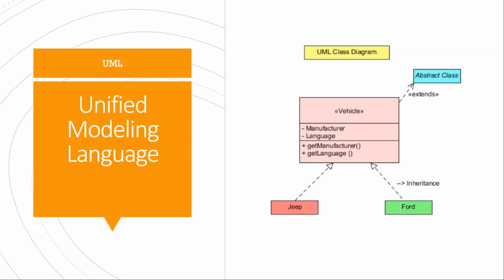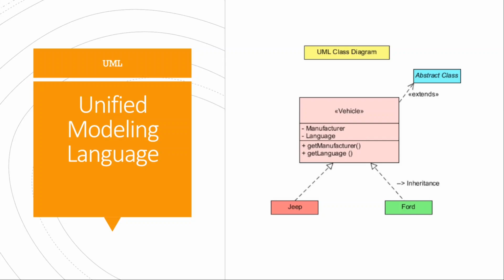So in a nutshell, a UML gives a standard way to write a system model, and it covers the conceptual ideas about this model. Here in our diagram, you can see we have a simple UML diagram, and it depicts a vehicle class which has the attributes of manufacturer and language. It also has two methods, getManufacturer and getLanguage.